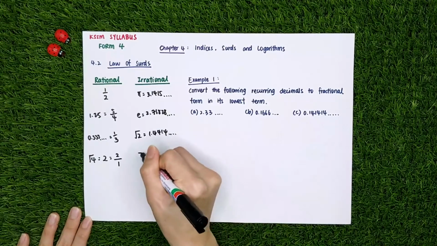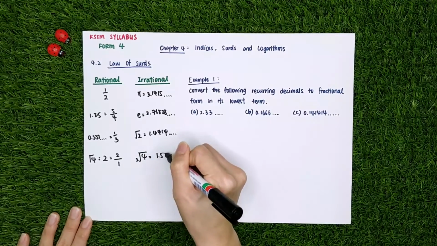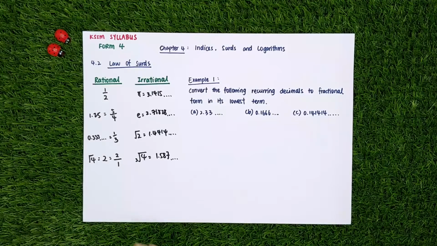And then the cube root of 4, surd 4 of index 3, is equal to 1.587 and a lot of numbers behind. So this is a rational number, this is an irrational number.